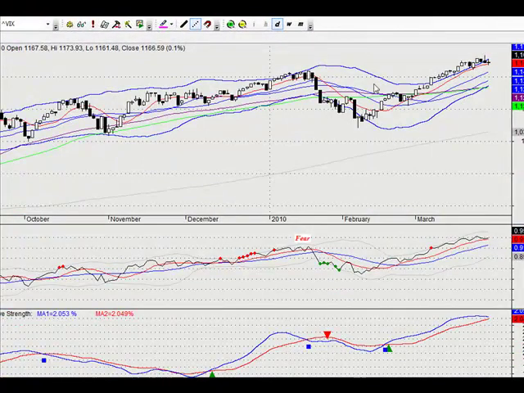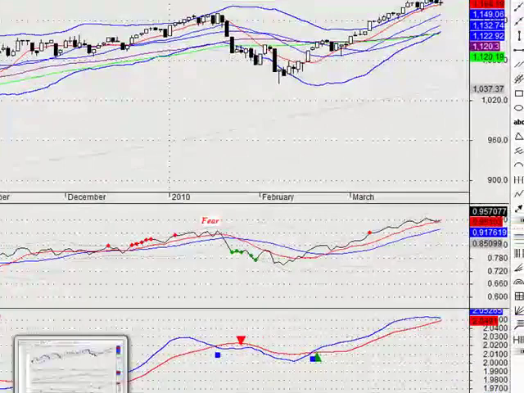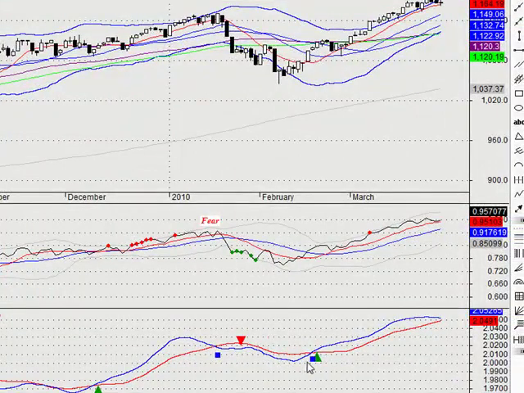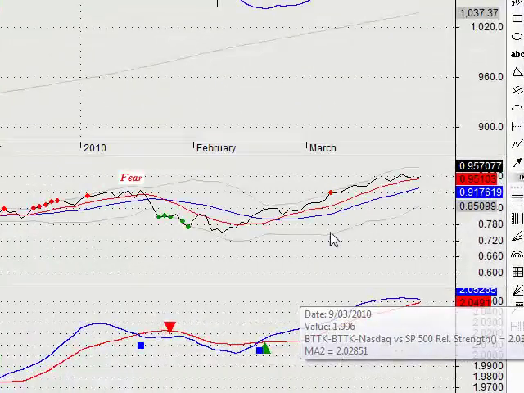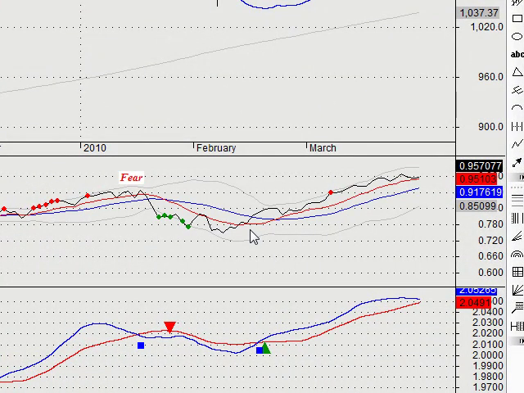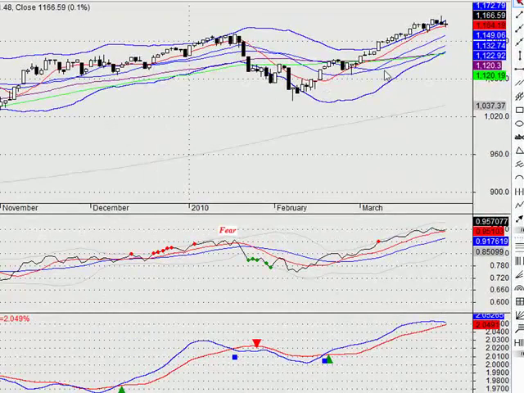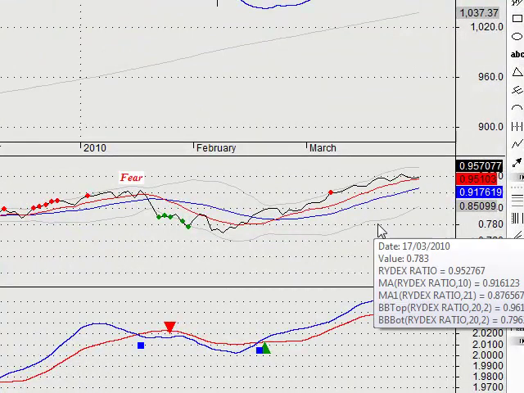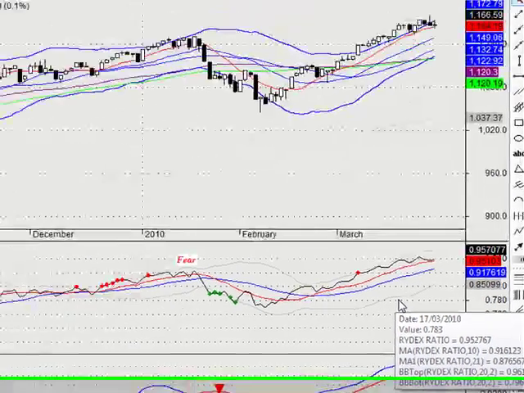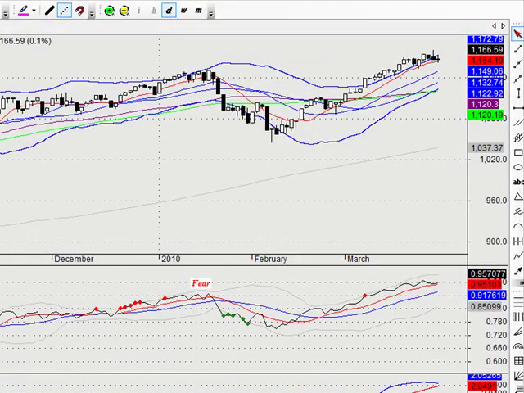The other thing to note on this relative strength indicator that I've got here is that we've actually had a buy signal from mid-February, and we've been in an upward trend since then, but now the actual indicator is starting to roll over a little bit, so that could end that trend in the next week or so, but we'll wait and see how it pans out.